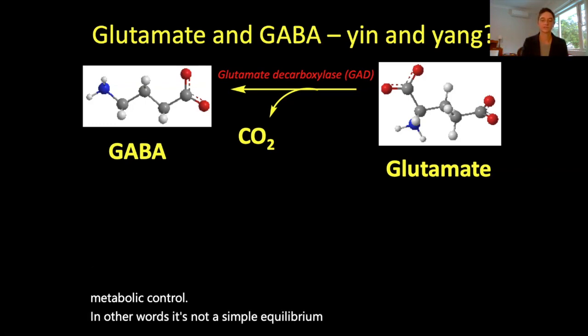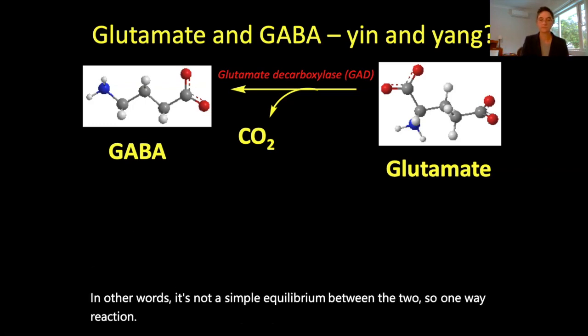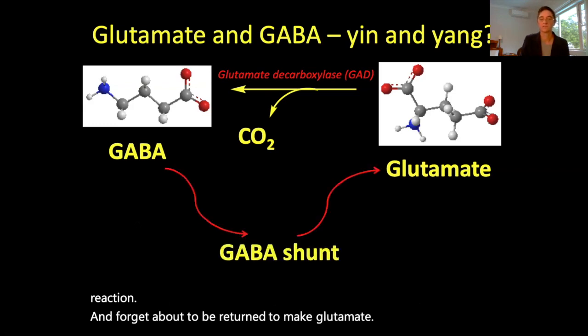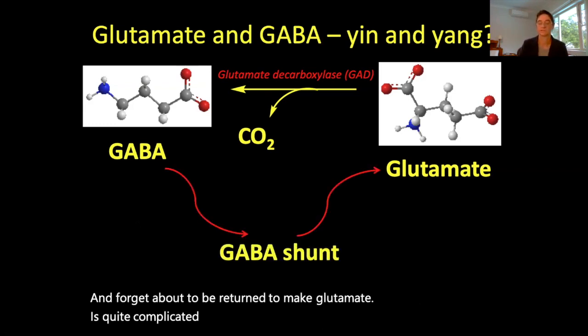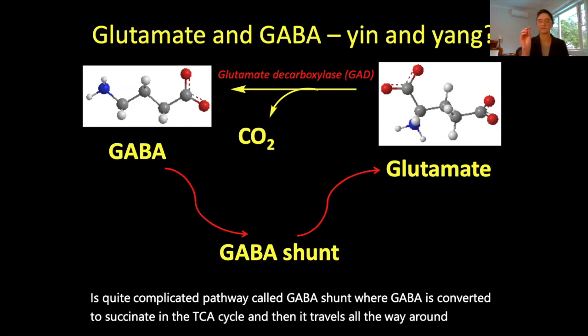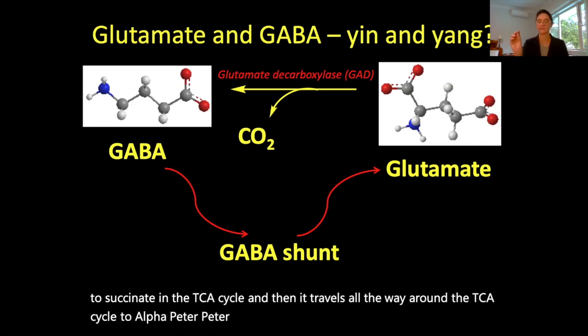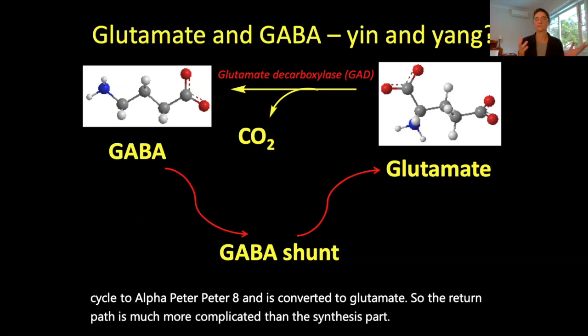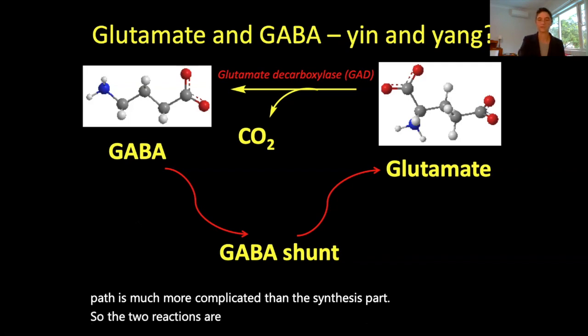It's a one-way reaction. And for GABA to be returned to make glutamate is quite a complicated pathway called the GABA shunt, where GABA is converted to succinate in the TCA cycle, and then it travels all the way around the TCA cycle to alpha-ketoglutarate and is converted to glutamate. So the return path is much more complicated than the synthesis path. So the two reactions are not necessarily in equilibrium with one another at all.